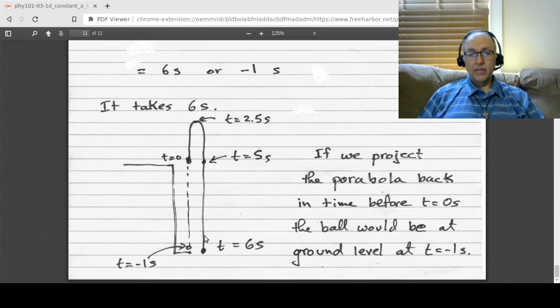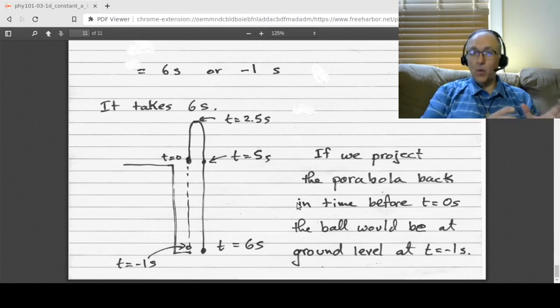Well, if you run it backwards, then it goes up, up, up, up, up. It comes to here, to where it started. But keep running it backwards. It came from the bottom there like that. So remarkably, if the ball had come from the ground, it would have been down here at -1 second. It would have been at me at 0 seconds. It would have been up here at 2.5, there at 5 seconds, and then over here at 6 seconds. Okay, so yeah, that's not physically what happened, but there is kind of a meaning.